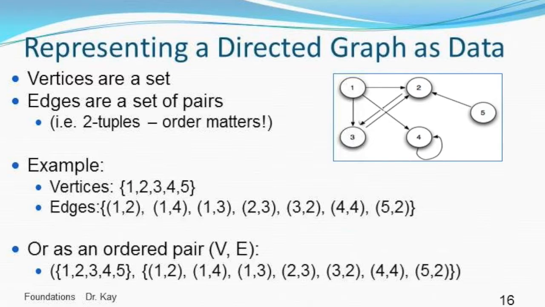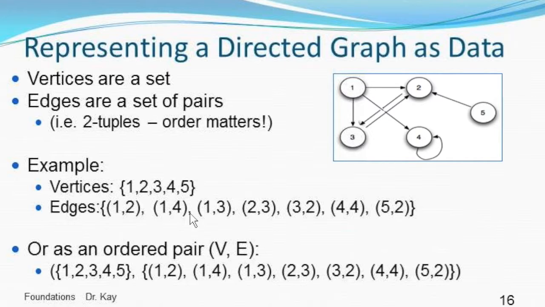So here's another example. How do we represent a directed graph as data? Well, with a directed graph, each edge actually has a source and a destination, right? Each edge goes from one vertex to another. So now we'll leave our vertices as a set, just like before, but the edges are going to be a set of pairs because the order matters. So, for example, in this graph pictured here, the vertices are the elements 1 through 5. And the edges, well, this says there is an edge starting at 1 going to 2. Well, there it is. Another edge starting at 1 going to 4.